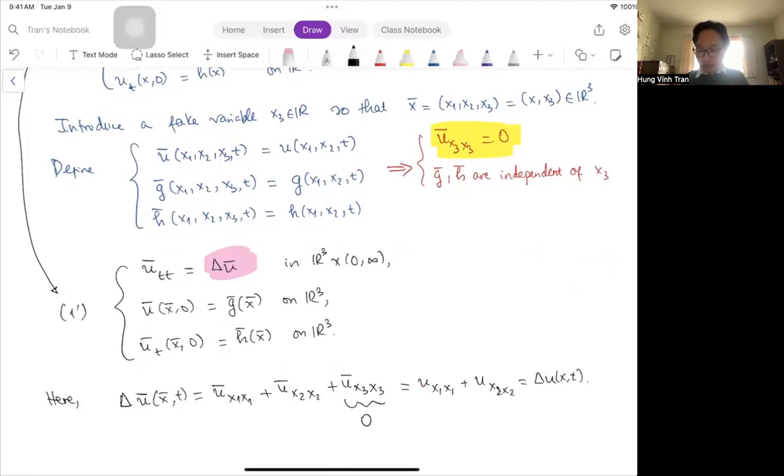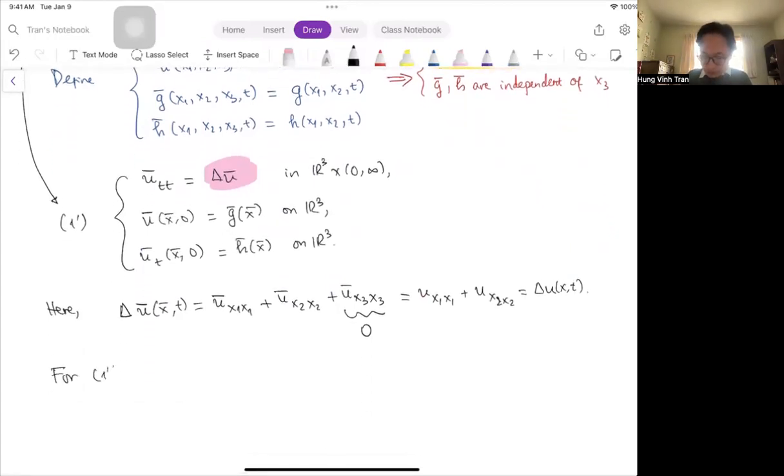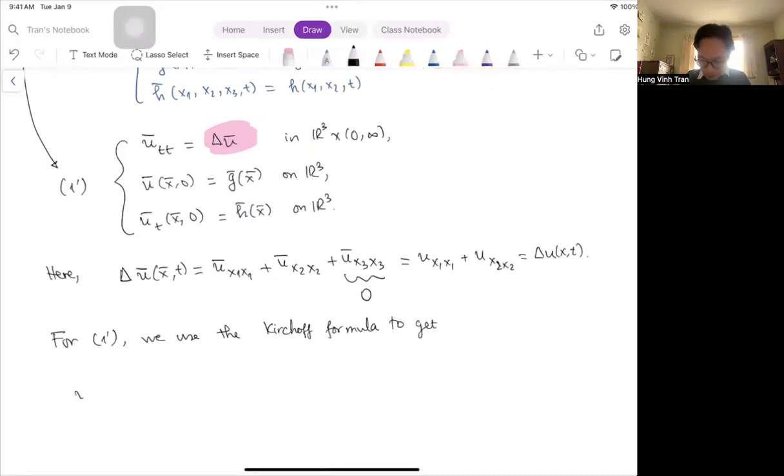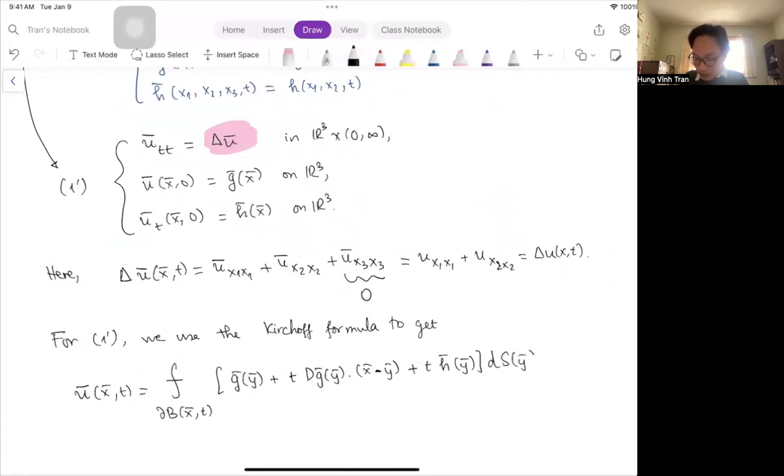And in 3D now we can just use the Kirchhoff formula, right? So for problem 1 prime, we use the Kirchhoff formula to get u bar at x bar, t equals the integral on the sphere of center x bar, radius t, of the formula we wrote down earlier: g bar of y bar, that's too many bars, plus t times the gradient of g bar of y bar dot x bar minus y bar, plus t times h bar of y bar, dS y bar.